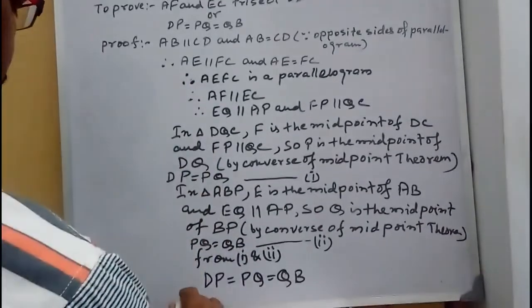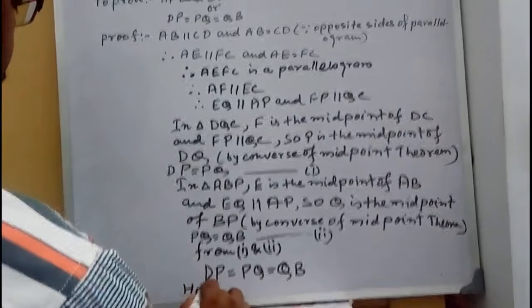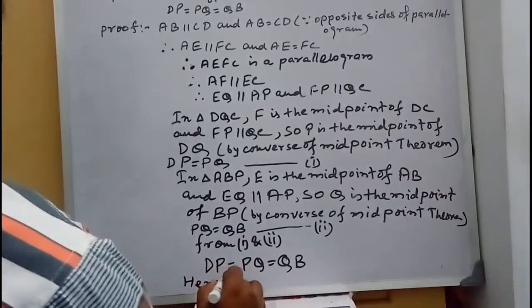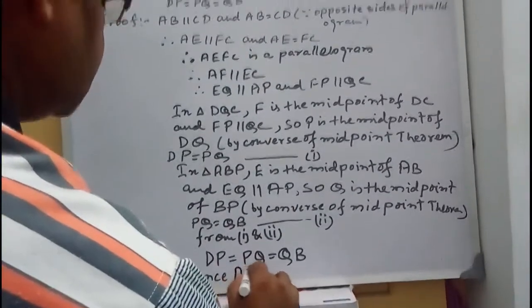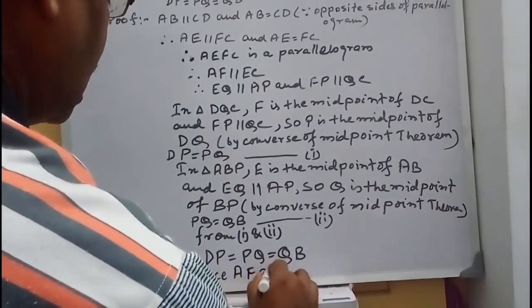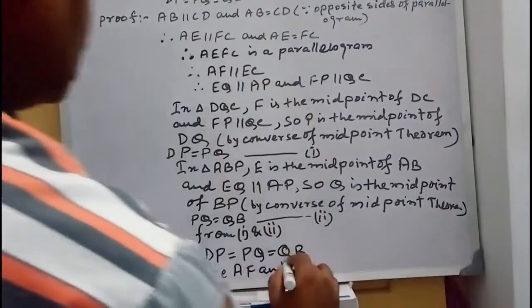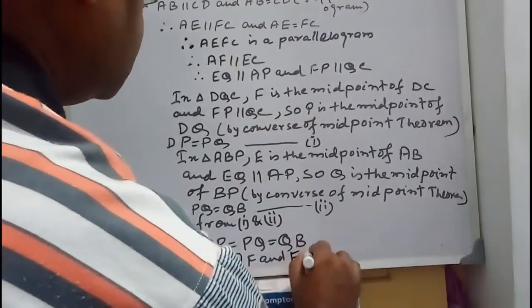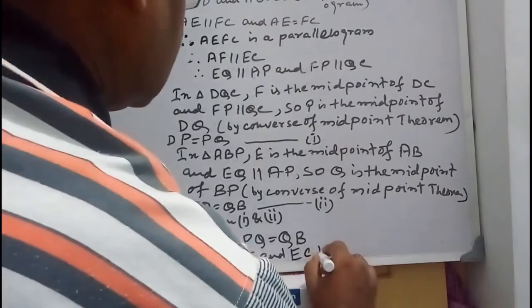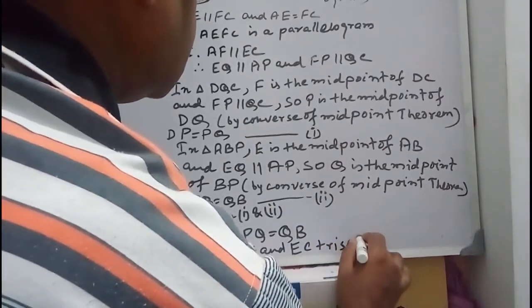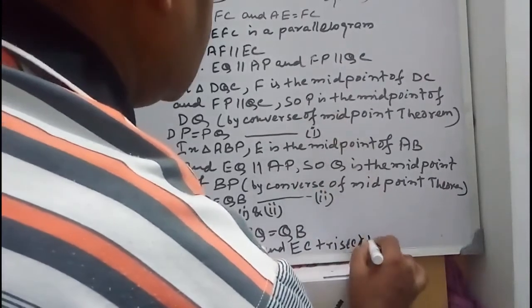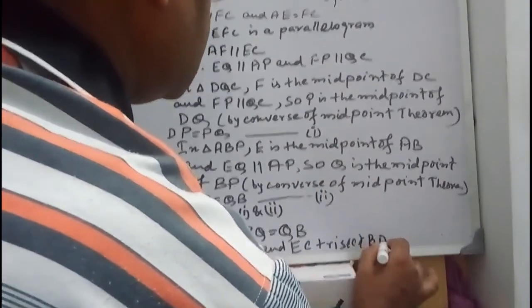Hence AF and EC trisect BD. As you got that part, so write here, proved.